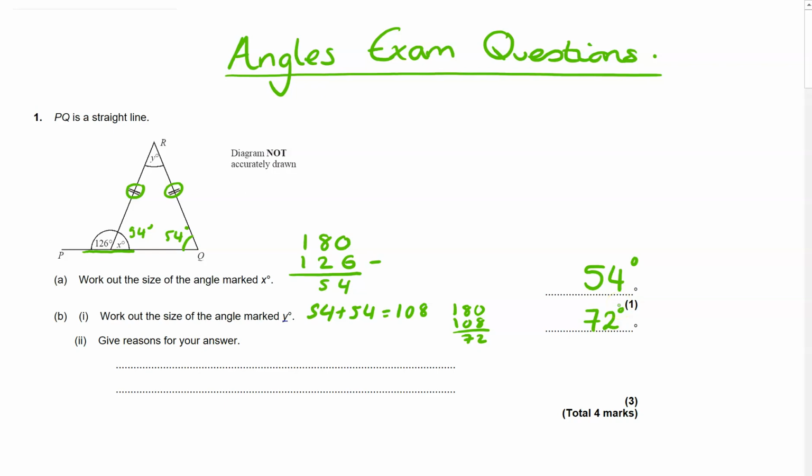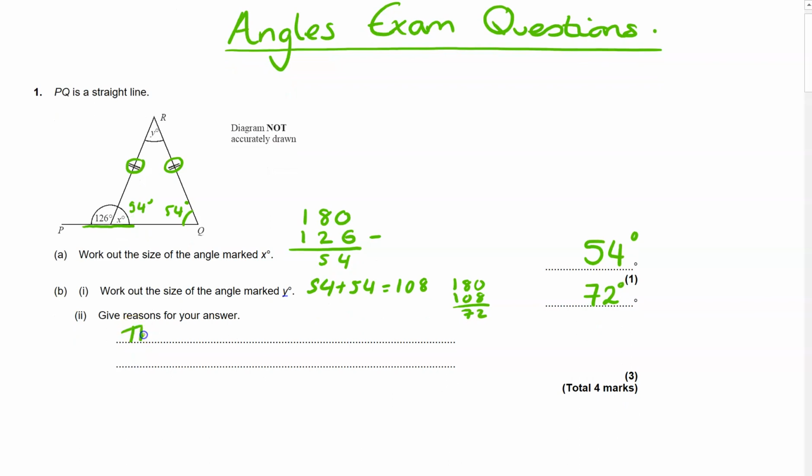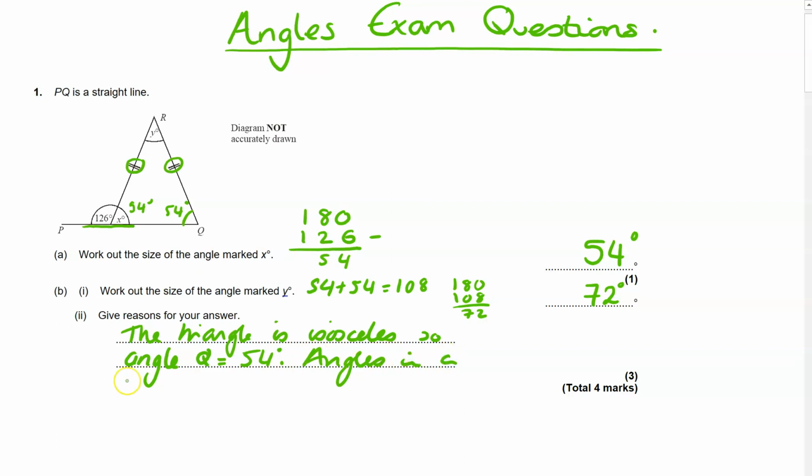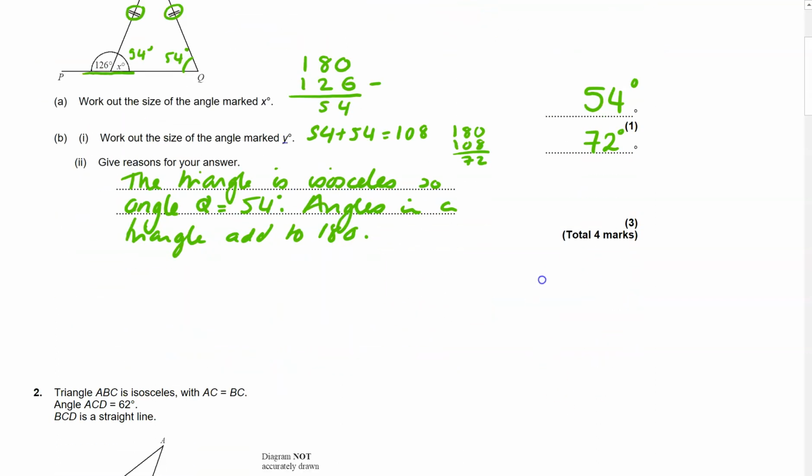Give a reason for your answer. It doesn't have a letter, does it? So the triangle is isosceles, so angle Q equals 54 degrees, and angles in a triangle add to 180. There we go.